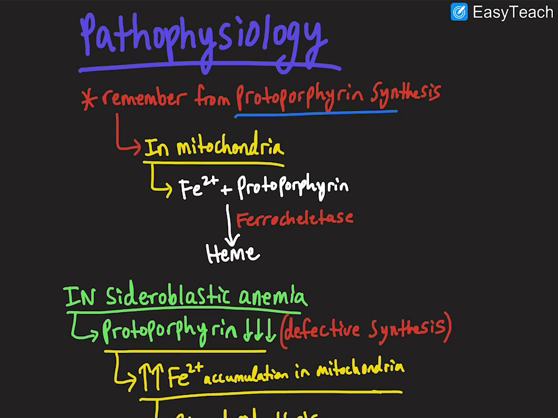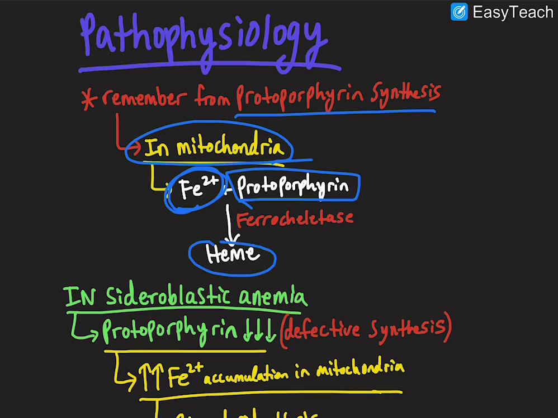A quick refresher: protoporphyrin synthesis occurs in the mitochondria of your erythroblasts, your developing red blood cells. Inside the mitochondria, iron moves in and combines with protoporphyrin 9, and that leads to the production of heme via the help of ferrochelatase. We discussed this in our protoporphyrin synthesis video.